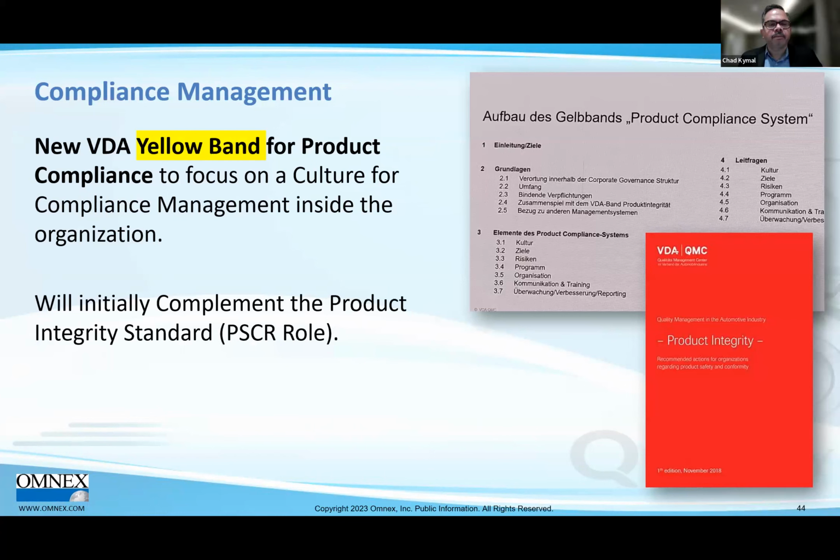Very good. The next part that's out there is a new yellow band for product compliance. Legal and regulatory compliance and compliance management are important for all organizations. From an organizational standpoint, we want to make sure that we've got good governance for compliance. The current standard is for product integrity, and for those of you that work with some of the German OEMs, there's a requirement to have a PSCR role or certification for it. To complement that role, they'll be releasing a new standard on product compliance.